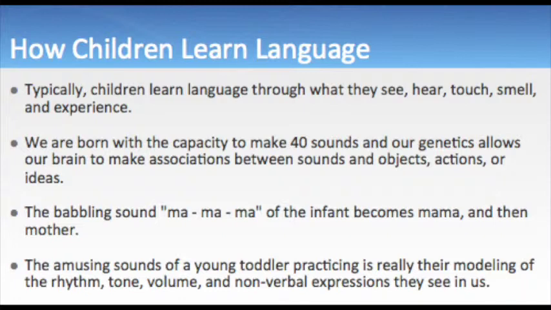It is important to remember that there is no genetic code that leads a child to speak English, Spanish, or Japanese. Language is learned. We are born with the capacity to make 40 sounds, and our genetics allows our brain to make associations between sounds, objects, actions, or ideas. The combination of these capabilities allow the creation of language.